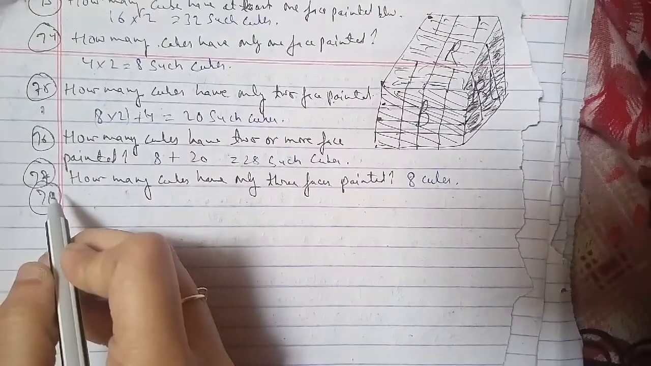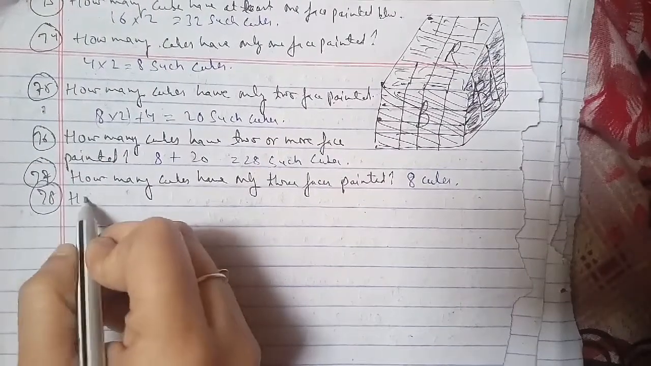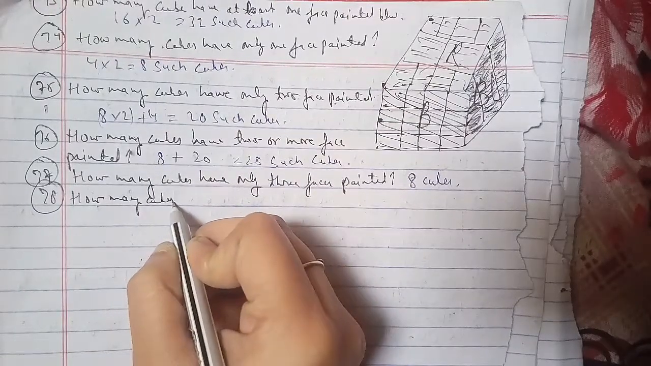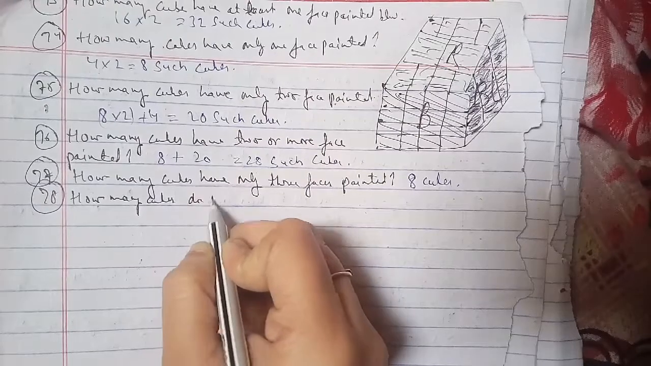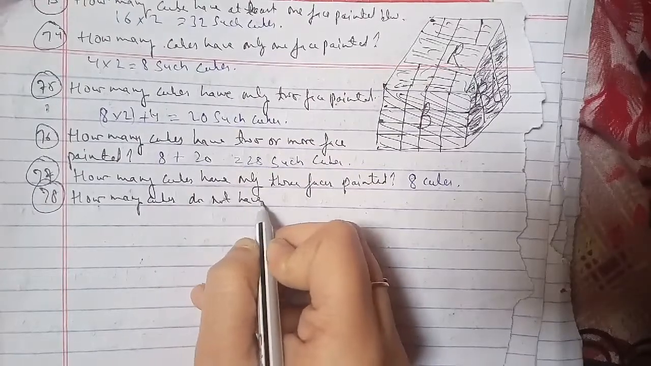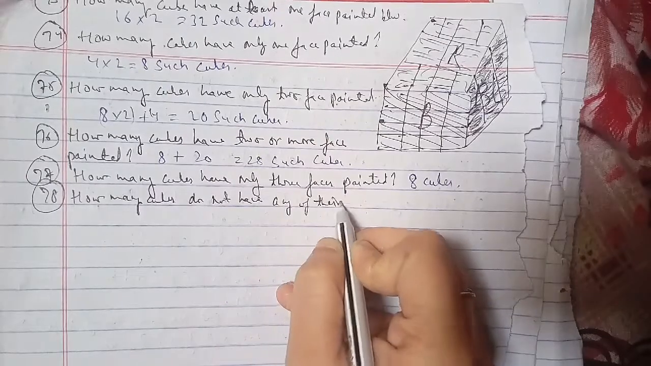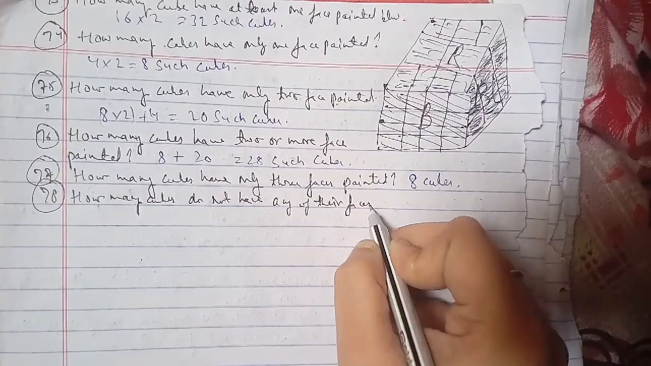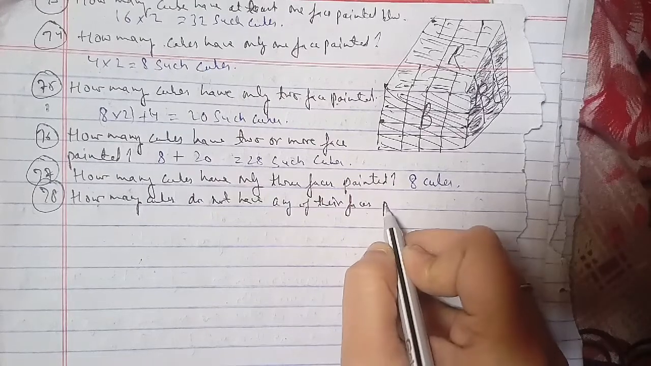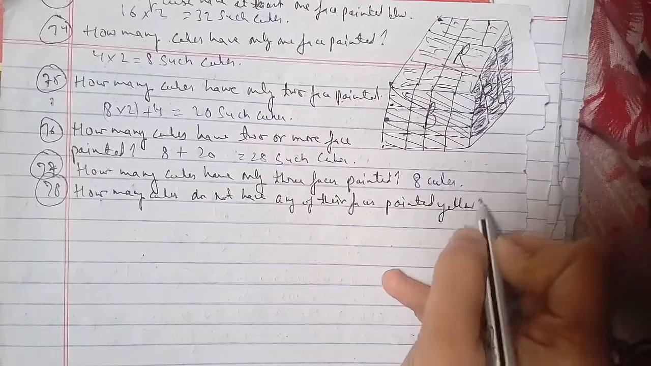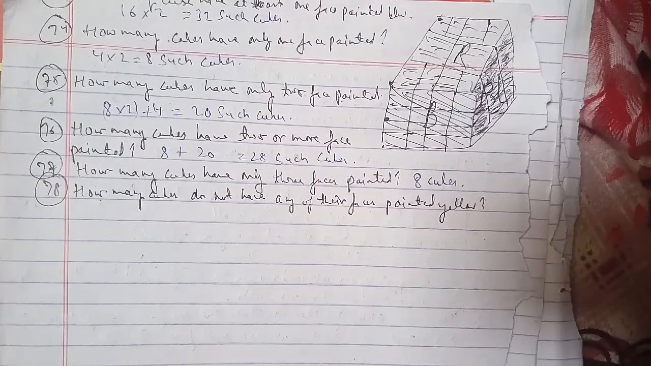28th question of the session, how many cubes do not have any of their faces painted yellow? The options for the same are 0, 4, 8 and 16. That is what we have to talk about.